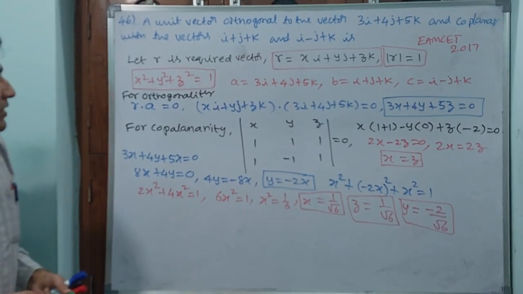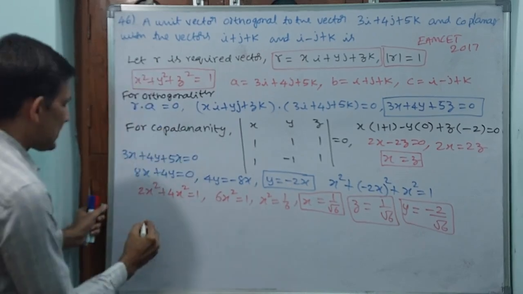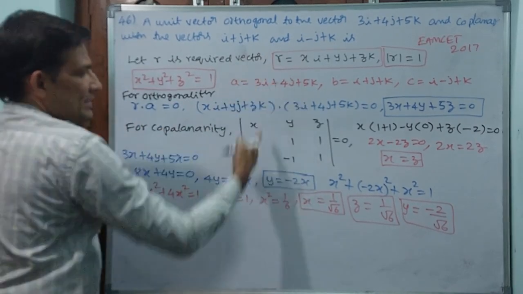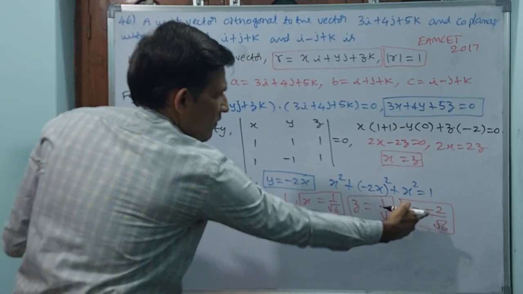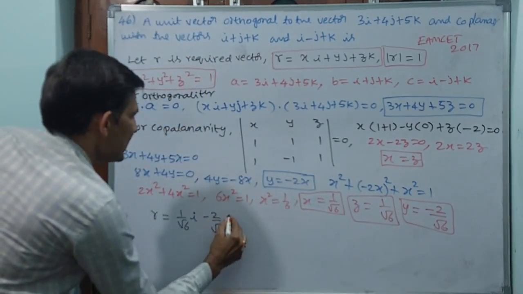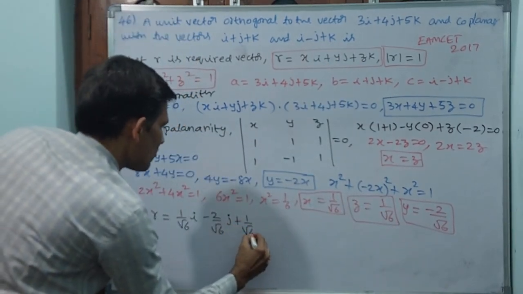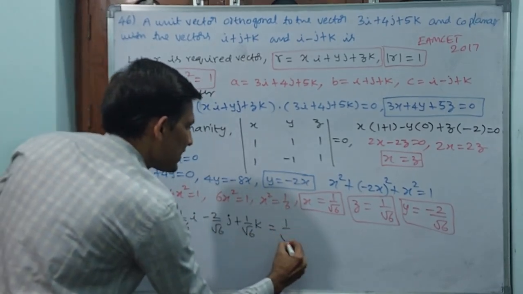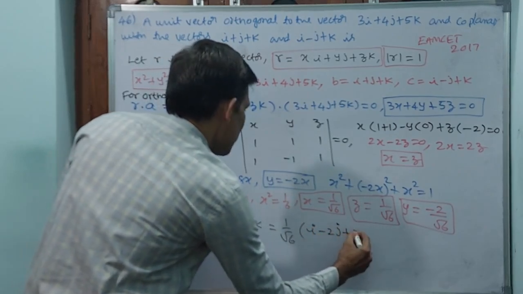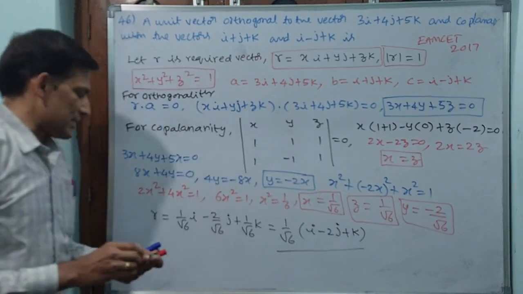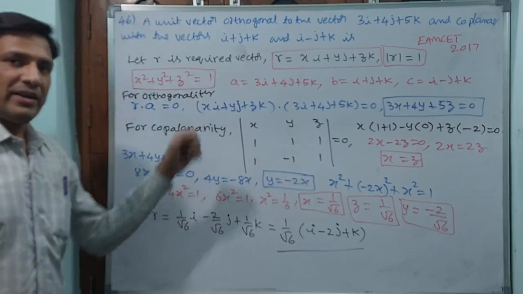Okay. Now we see, what is the vector r? Unit vector r is equal to x, in place of x, 1 by root 6 i; in place of y, minus 2 by root 6 j; in place of z, 1 by root 6 k. Or else you take 1 by root 6 common, i minus 2j plus k. This is the answer. That means the required vector is 1 by root 6 into i minus 2j plus k. Take this, we will go for next question.